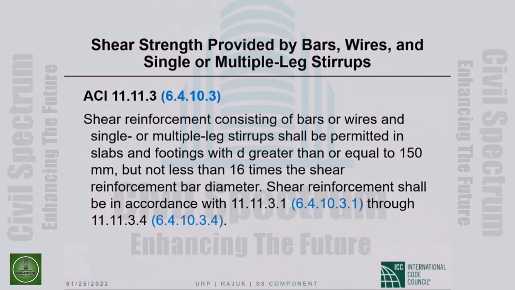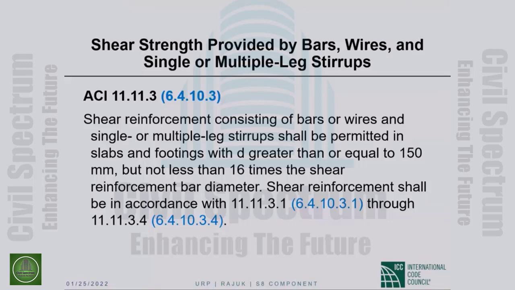Now, that is the concrete part, V sub C. Now, shear strength provided by bars, wires, and single or multiple leg stirrups. Shear reinforcement consisting of bars or wires and single or multiple leg stirrups shall be permitted in slabs and footings with d effective depth greater than or equal to 150 millimeter. This came up in discussion yesterday, remember? And I said I thought the minimum thickness was 6 inches or d or some function of the bar diameter. Anyway, so it is actually 6 inches. In thinner slabs, it will not be allowed any shear reinforcement.